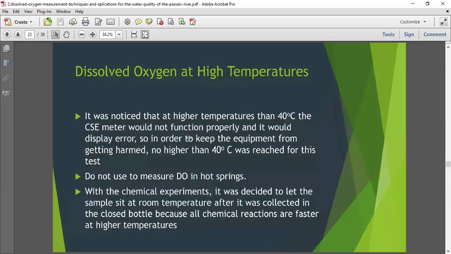These are some of the comparisons. It was noticed that at temperatures higher than 40 degrees Celsius, the meter would not function properly and would display an error. So, in order to keep the equipment from getting harmed, no higher than 40 degrees Celsius was reached for this test. Do not use it to measure DO in a hot spring.